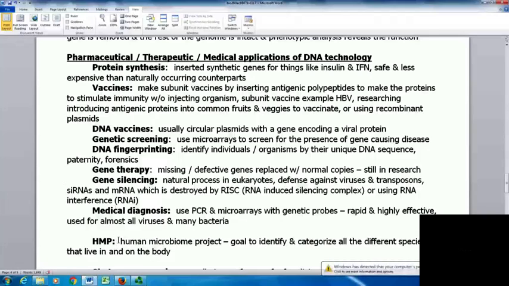There's also a role for medical diagnosis. You can use PCR and microarrays with genetic probes. These are being used more and more. They're rapid and they're highly effective. This is actually used for almost all viruses and many bacteria for detection now.